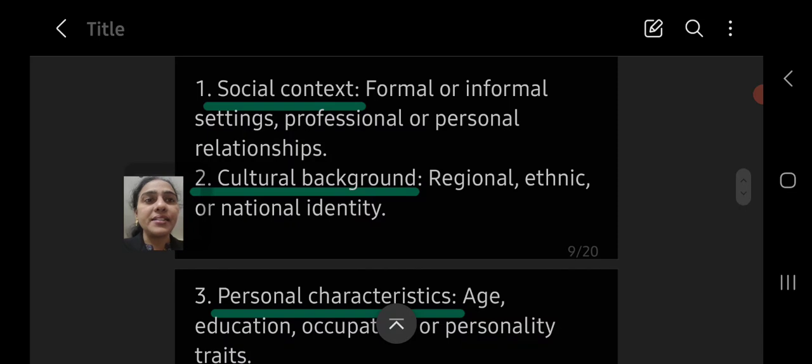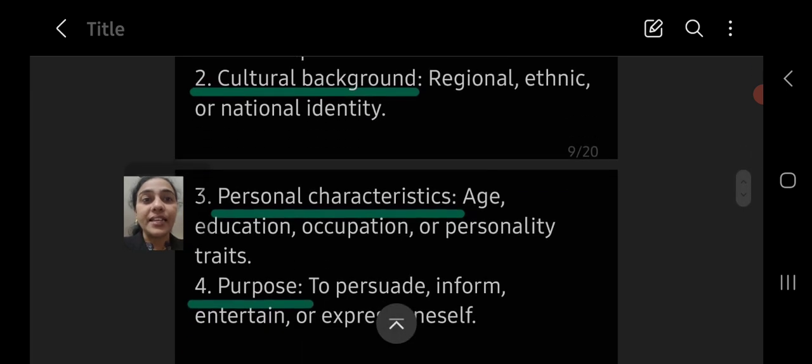Cultural background, the regional, the ethnic, or the national identity also decides your style. Suppose a native English speaker has more expression in the way they talk, more interactive, more emotion and intonation found in their speech. That's their culture. Personal characteristics like age, education, occupation, personality traits. We can't expect a person who doesn't have good education to show some good style in their English.